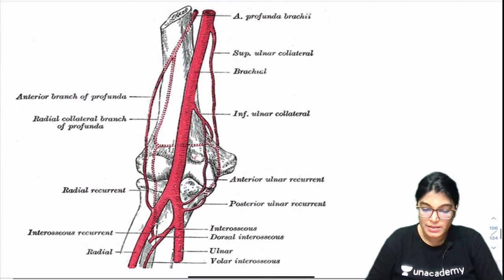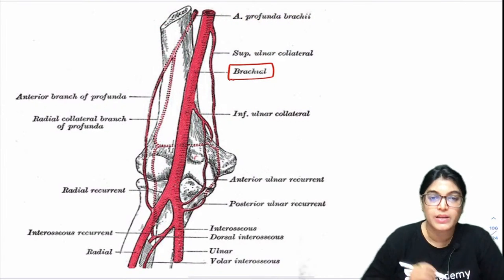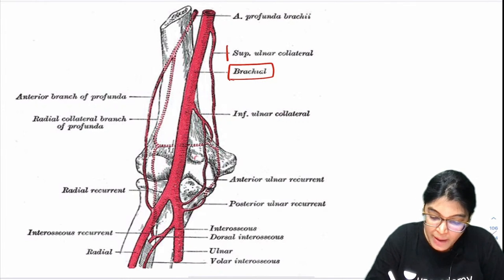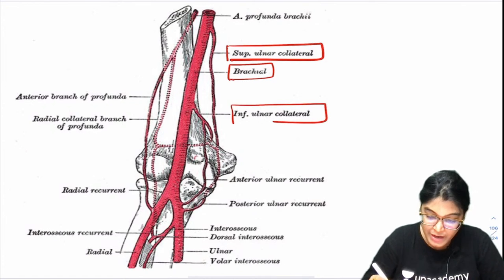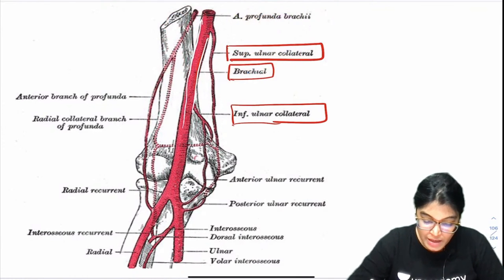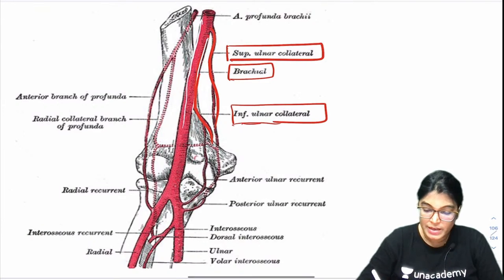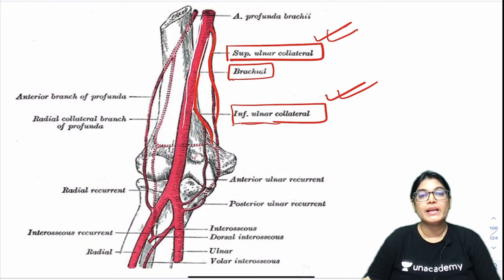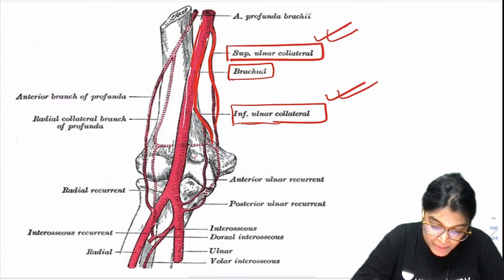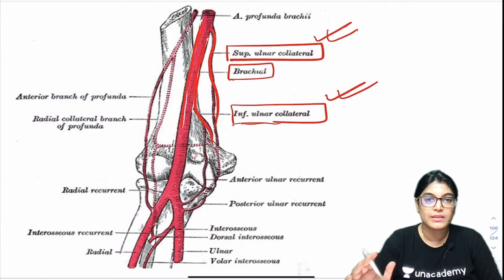Now see here, this is the brachial artery. What was asked was about brachial artery. Direct branches, my dear friends, can you appreciate this is superior and this is inferior ulnar artery? The direct branches arising from this brachial artery are the superior and the inferior ulnar artery. You can see these superior and inferior ulnar arteries directly arising from brachial artery. Is it clear from this diagram?